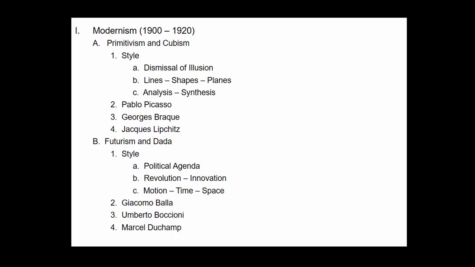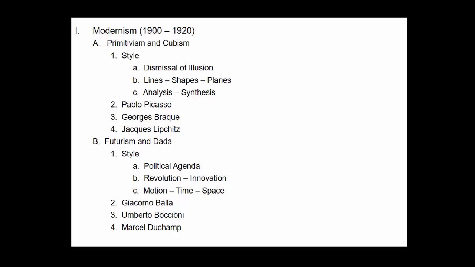Now, the most important element of that connection is the idea of this dismissal of illusion. Painting for the 400 years, 500 years prior to the beginning of the 20th century had been all about the illusion of depth and reality in a work. So the idea was to make it look more realistic by using techniques that would fuel that illusion. The primitivists are going to dismiss that.